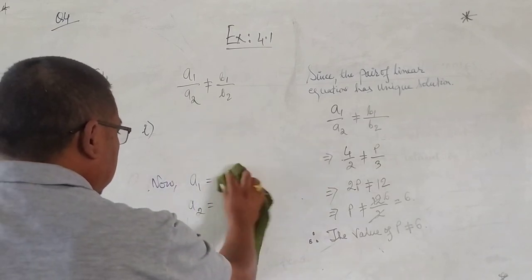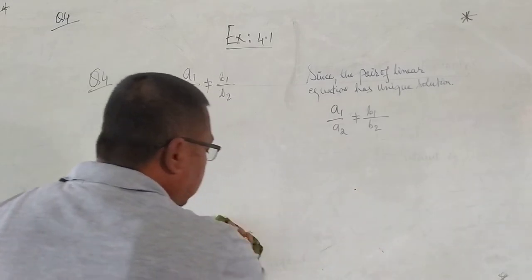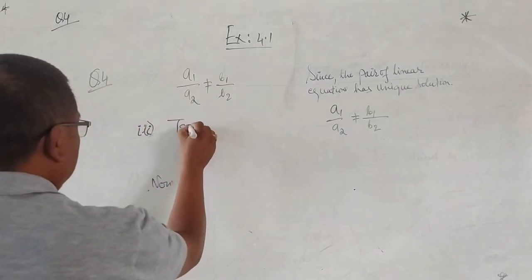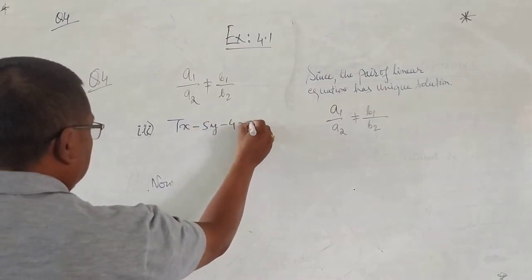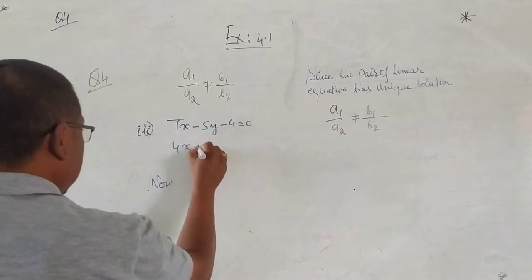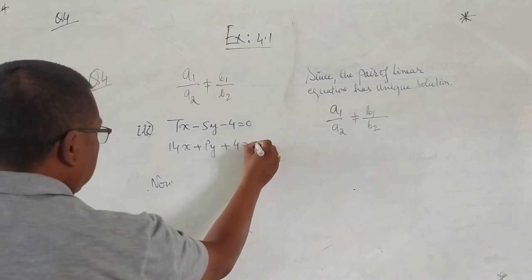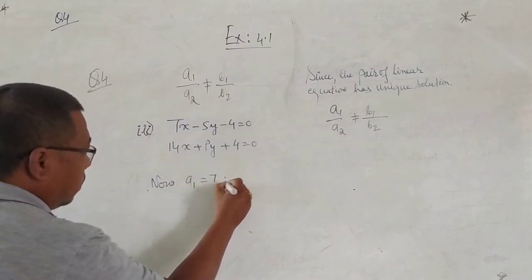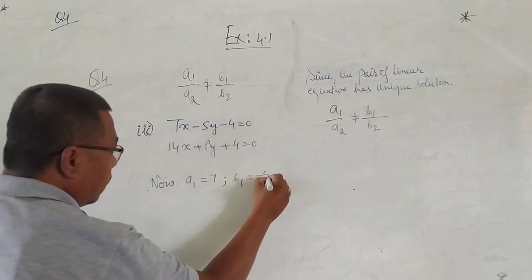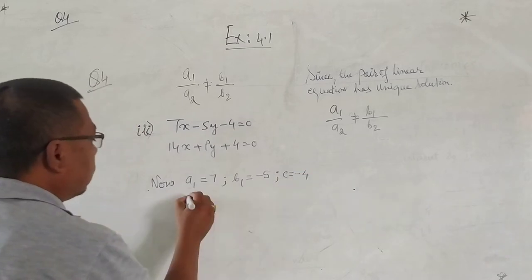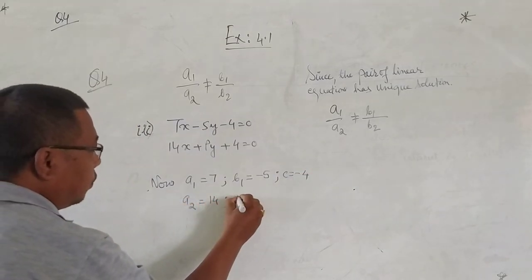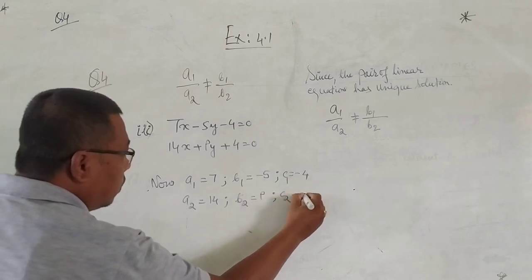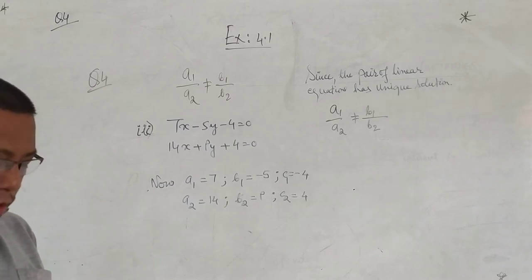Same case, you have to find the value of A1 by A2. Roman number 3: 7x minus 5y minus 4 equal to 0, and 14x plus Py plus 4 equal to 0. Here, A1 is 7, B1 is minus 5, C1 is minus 4, A2 is 14, B2 is P, and C2 is 4.